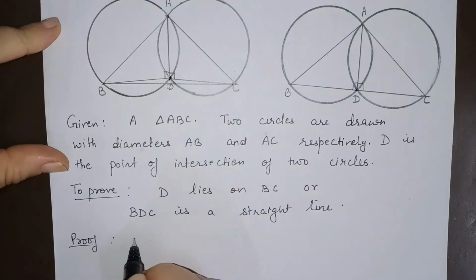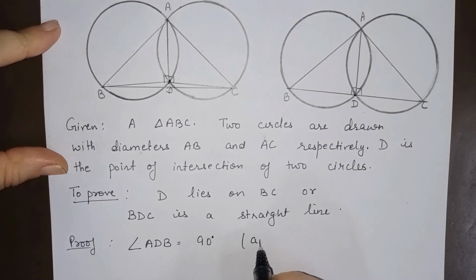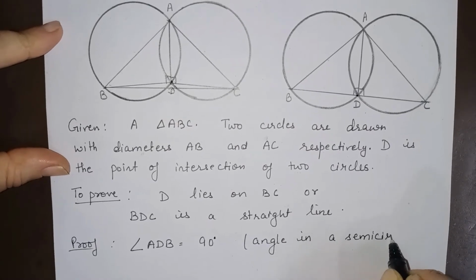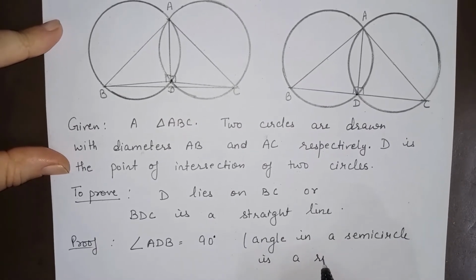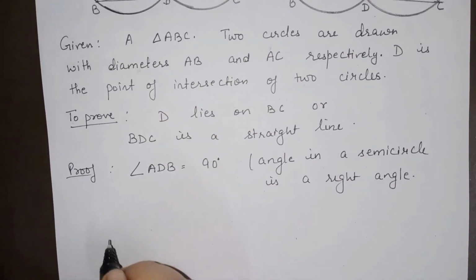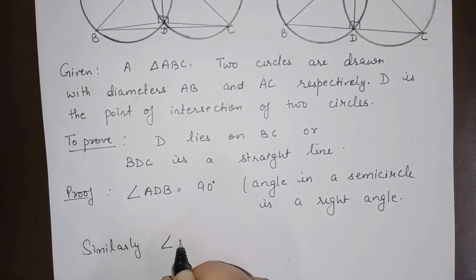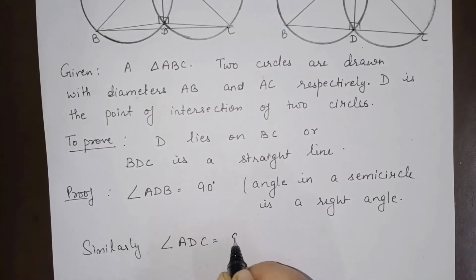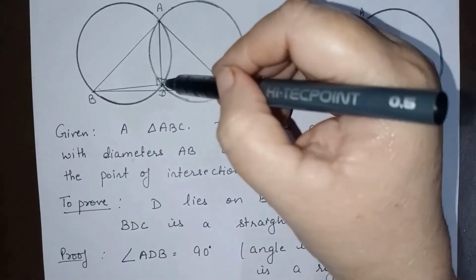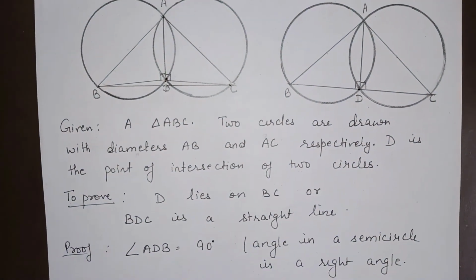So that is angle ADB is 90 degrees. Angle in a semicircle is a right angle. Now similarly, we will see the second circle. We will write similarly, we have angle ADC also equals 90 degrees, since for the second circle AC is the diameter and D is the point on a semicircular arc. So ADC is also 90 degrees.